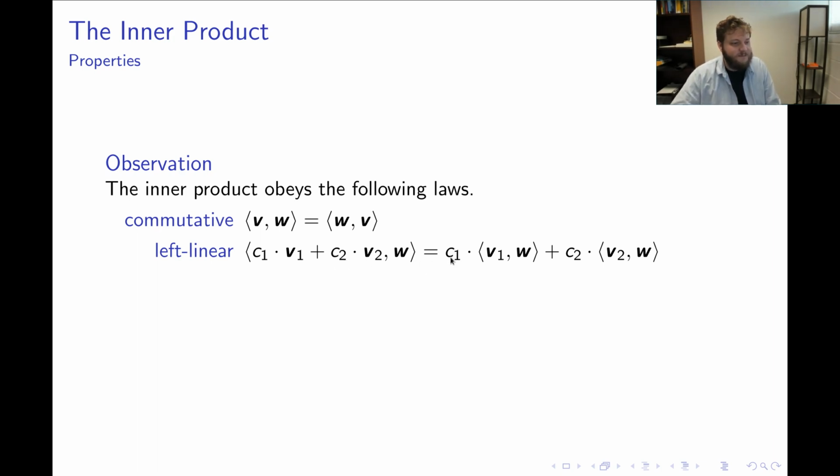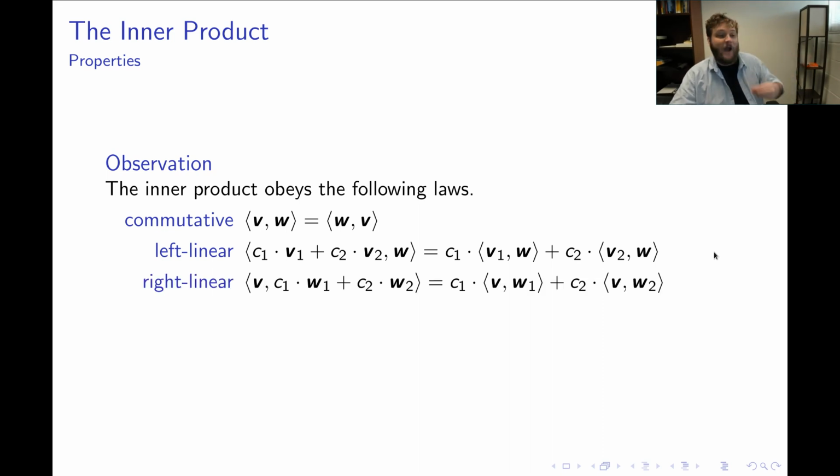So this is the same thing as that first scalar c1 multiplied by the inner product of v1 with w, plus that second scalar c2 multiplied by the inner product of v2 with w. So that's the left linear rule. There's also a right linear rule. If the vector on the right-hand side of my inner product is a linear combination, I can distribute that inner product across that linear combination with this formula.